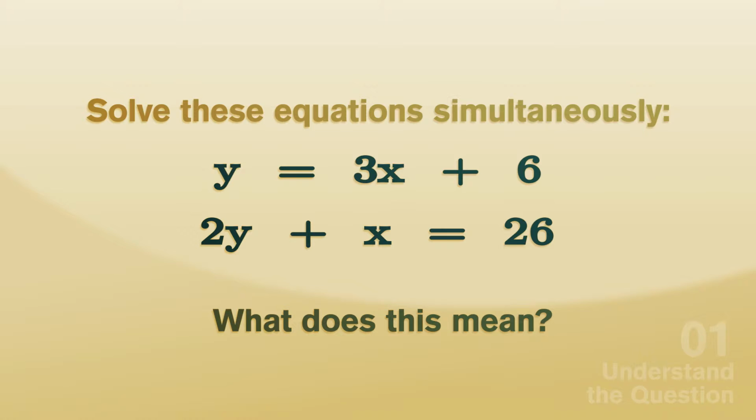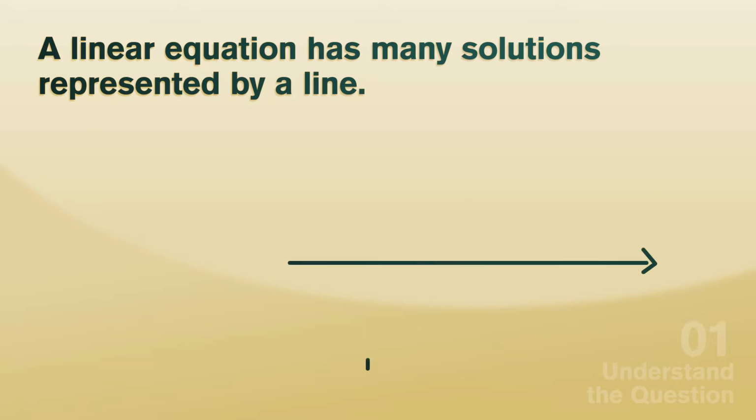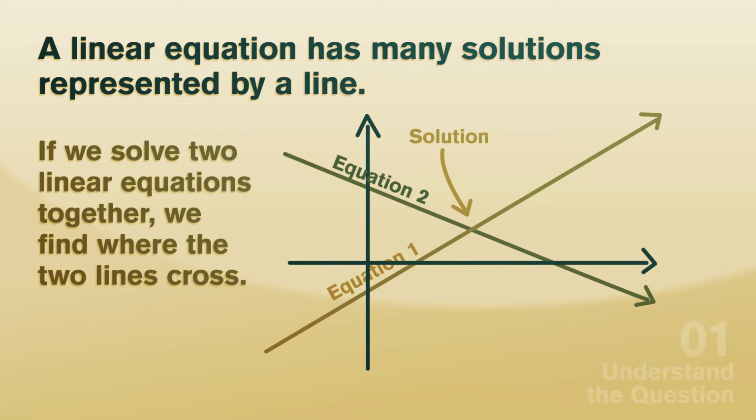From what we learned about linear equations, a single linear equation has an infinite number of solutions, and these solutions can be represented by a line when we graph them. But if we have two linear equations, we can solve them together, and this will give us a single solution, which is where the two lines cross. That's what solving simultaneously means: to take two equations, each of which has an infinite number of solutions, and find a point which is a solution to both of them.